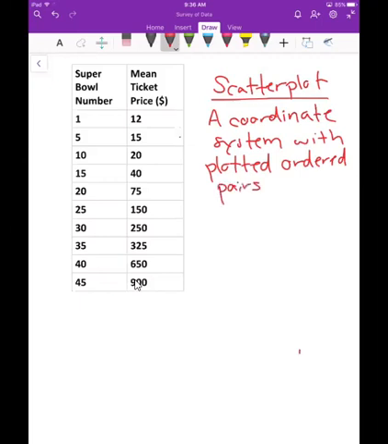We looked at very similar things when we looked at time series plots, but the big difference here, and one that I see students kind of forget about and mess up sometimes, is that in a scatter plot, we do not connect the points with a line.